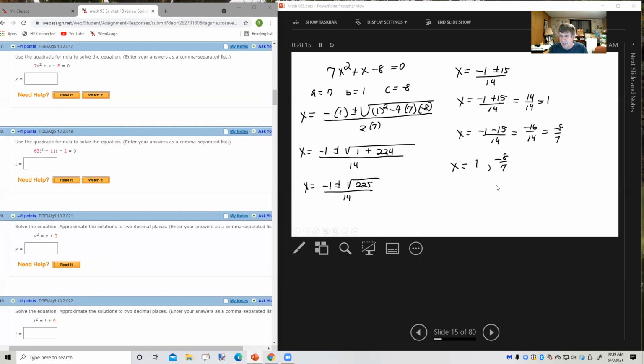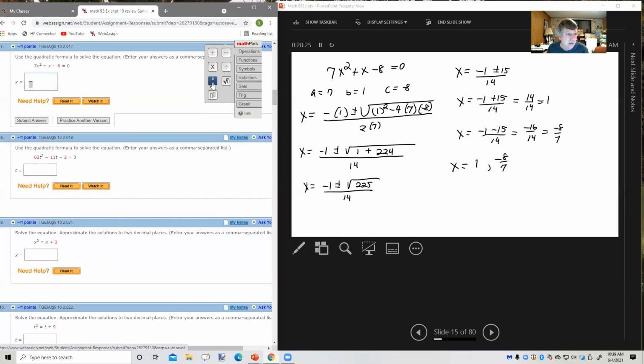It doesn't say this on this particular problem, but be careful. Sometimes it says to put the answers from smallest to largest, in which case we put the negative 8/7 first. Let's see what we've got here. So we need to use the fraction. So we've got negative 8/7. Move the thing out, comma, space, 1.